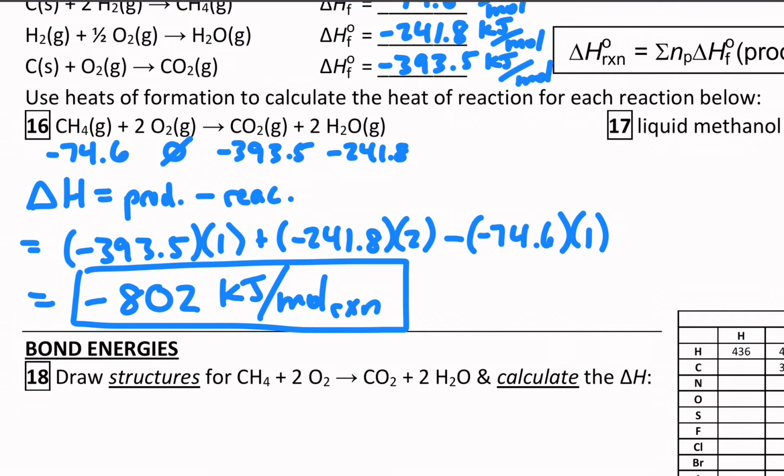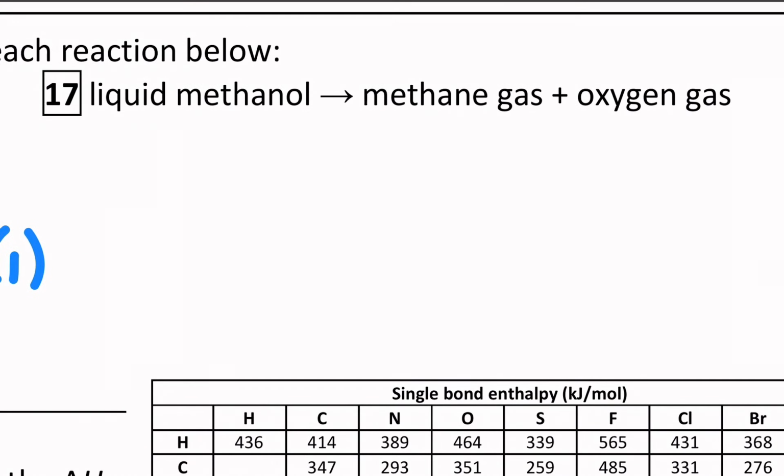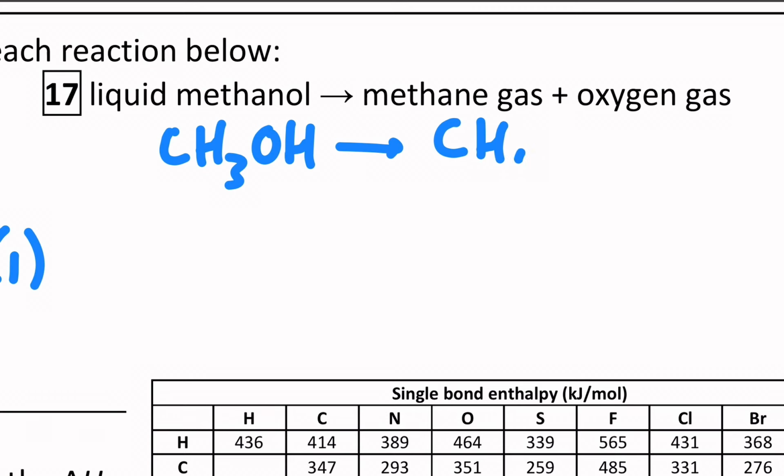So that's how we use heats of formation. I want you to try. Here's one written in words. If you don't know what liquid methanol is, it's CH3OH turning into methane and oxygen. Looks like I would need to balance that by putting a 2 in front of the methanols and the methane.